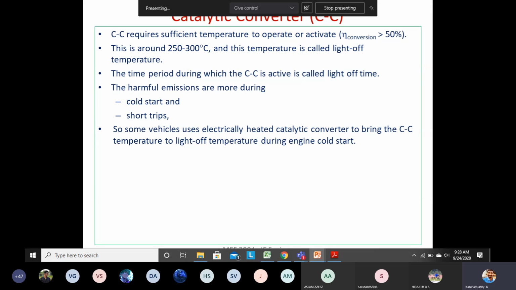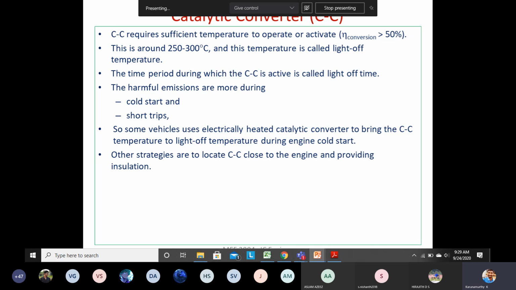So in some of the vehicles, electrical heaters or electrical heating coils are provided over the catalytic converter. Thereby the temperature of the catalytic converter is brought higher, to more than the light-off temperature, and the conversion of your harmful gases into unharmful gas emissions is going to happen.